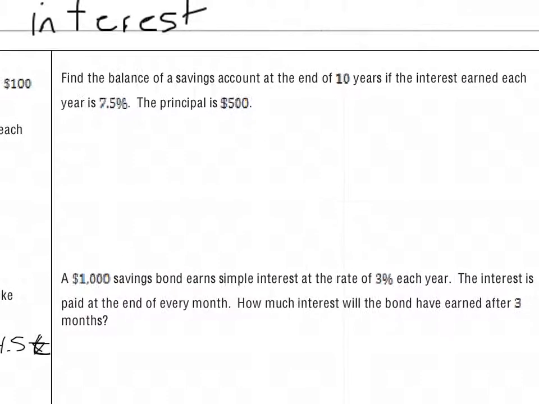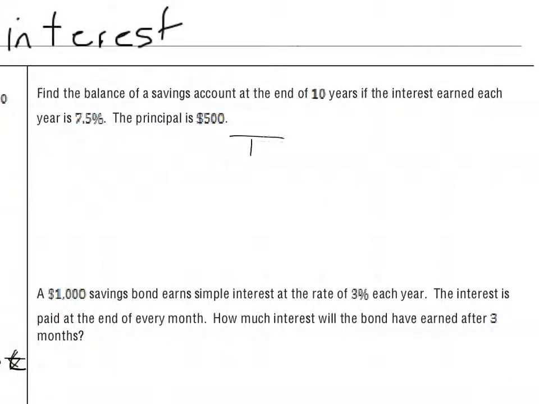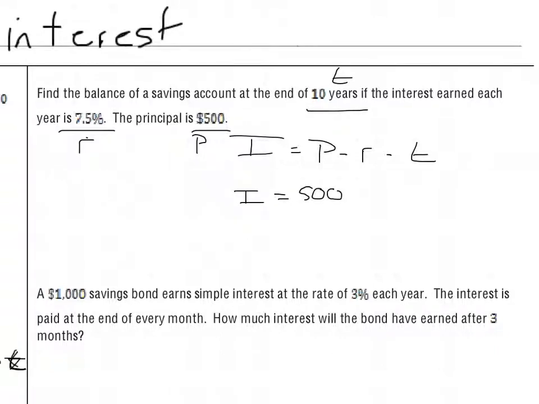So let's use this concept here. We're going to use the equation: interest is equal to principal times rate times time. And it says find the balance of the savings account at 10 years. The earned interest, so this is T, each year is 7.5%, so this is my interest rate. And the principal is $500. So the interest is equal to 500 times 0.075 times T, which is 10 years.